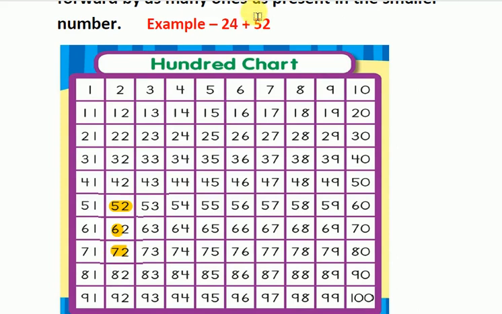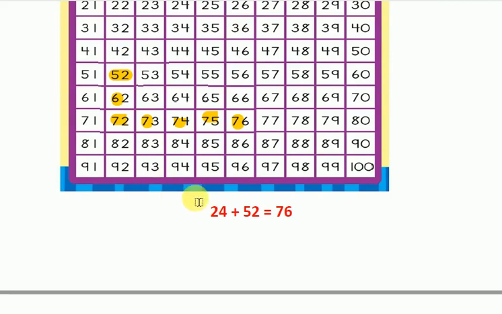Now count forward the number of ones as in the smaller number. So the smaller number again is 24. How many ones does it have? It has 4 ones. From here you have to count forward 4 ones. 73, 74, 75, 76. You reach number 76. Children, the answer of 24 plus 52 is 76.